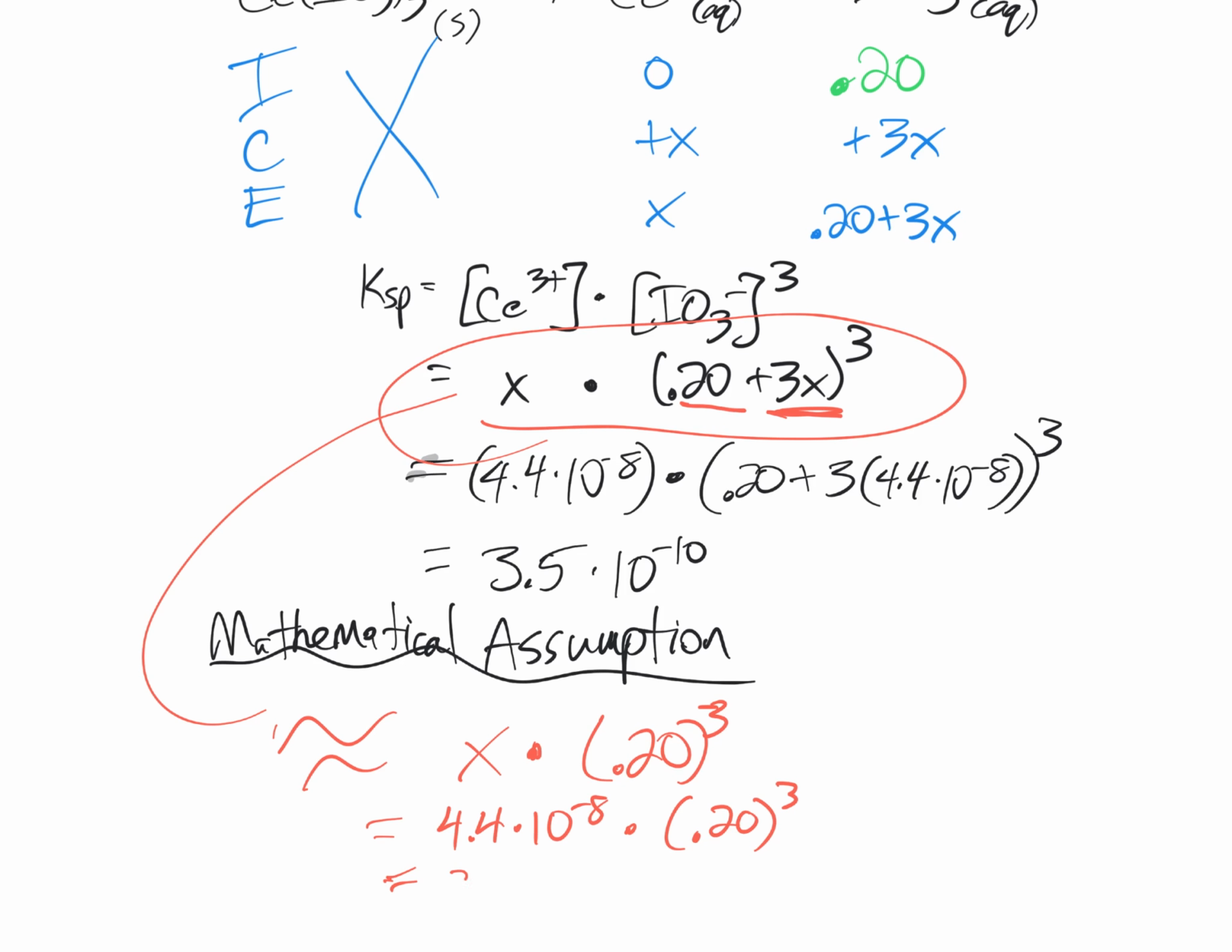And if you crunch that number, guess what? You get the same result as if you had done it a slightly longer way. Not that there's anything wrong with doing it the slightly longer way. It's just that, well, 3 times something on the order of 10 to the negative 8th, when added to 0.2, is pretty darn close to just 0.2. So making the mathematical assumption might save you some time.